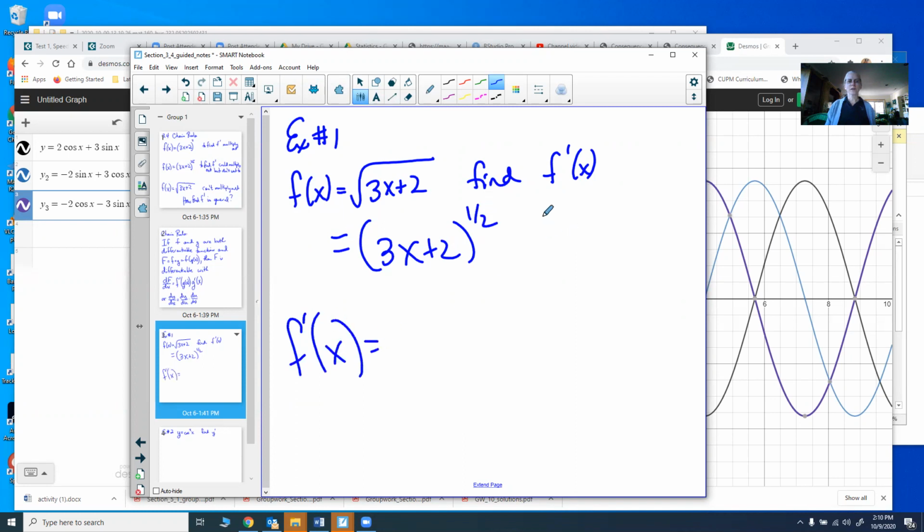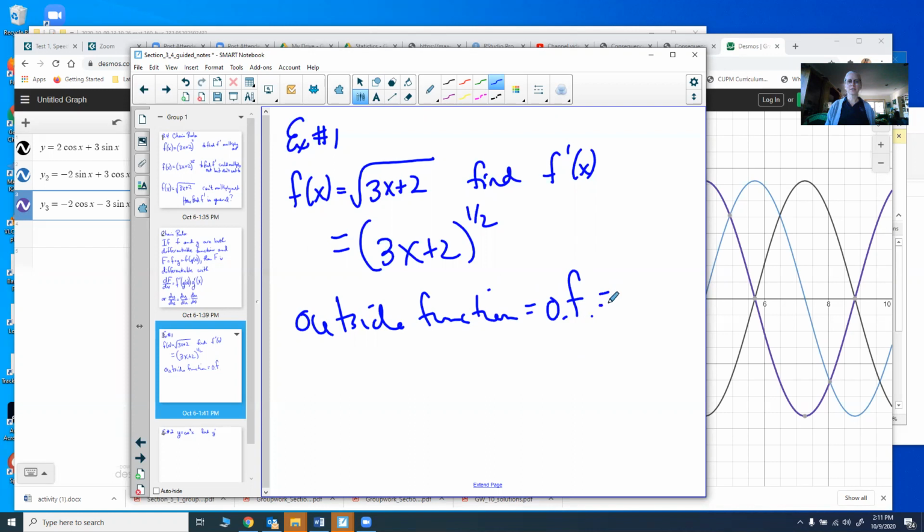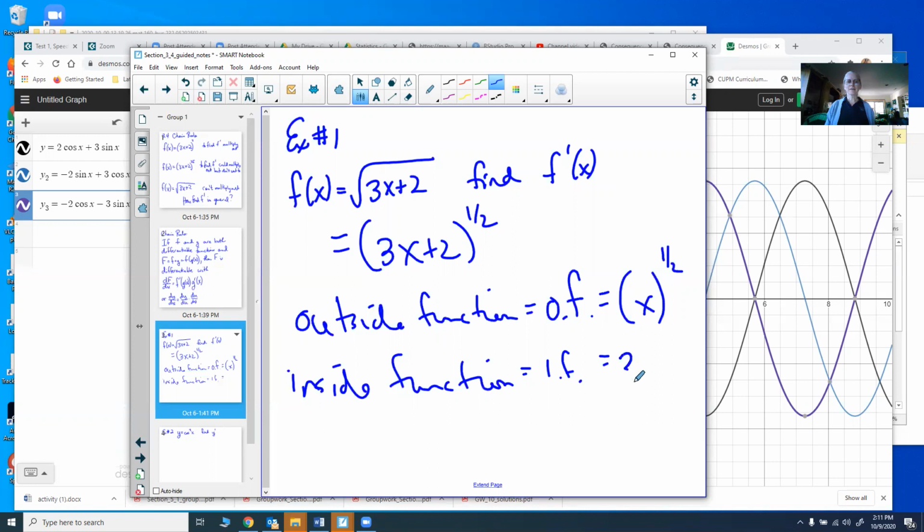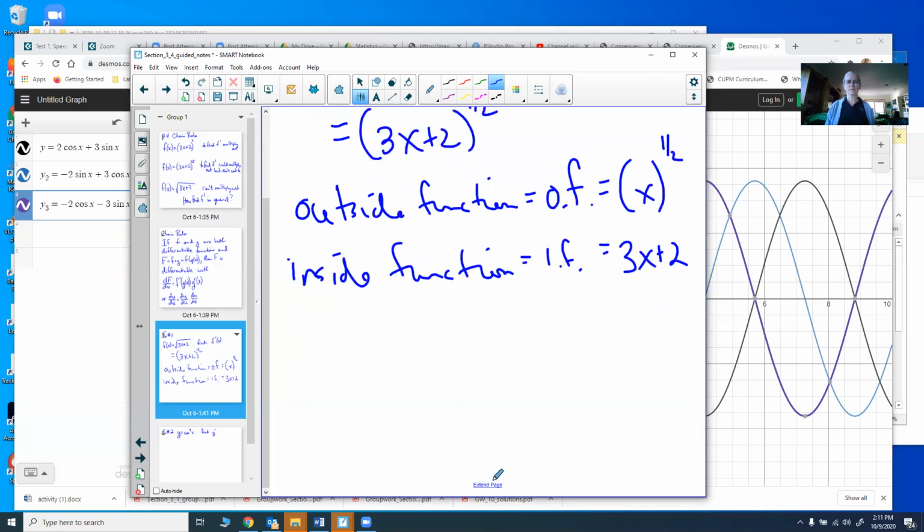So the first thing I need to think about is what is my outside function? And what's my inside function? So my outside function, and that's a little long to write, so I usually write this as O.F. for outside function. My outside function is something to the 1/2 power. And if you don't want to put the x in there, you don't have to. You could have just left it blank. It's something in parentheses to the 1/2. The inside function, again, that's a little long to write, so I might write that as I.F. That's the thing that's inside the parentheses. So it's the 3x plus 2.